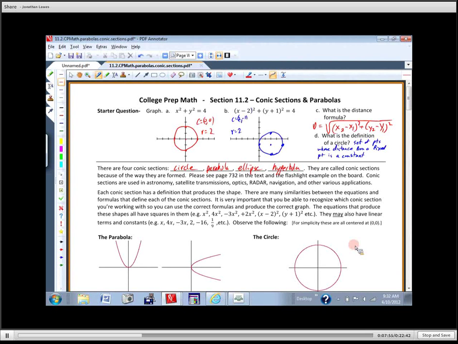Now they're called conic sections because of the way they're formed. On page 732, if you had a chance to read that, you saw these 2 cones that were set on top of each other. We're going to look at this a little bit differently so you can maybe get a sense for how these things work. So I'm going to turn the light off for just a second.